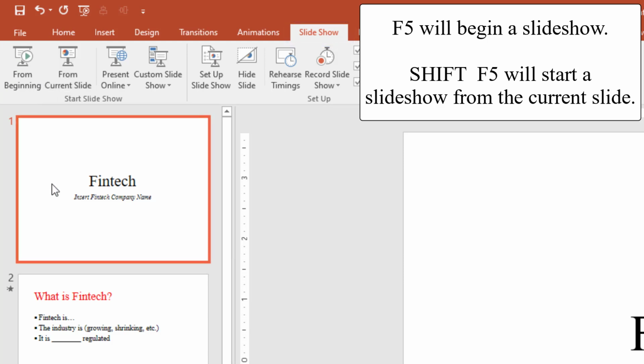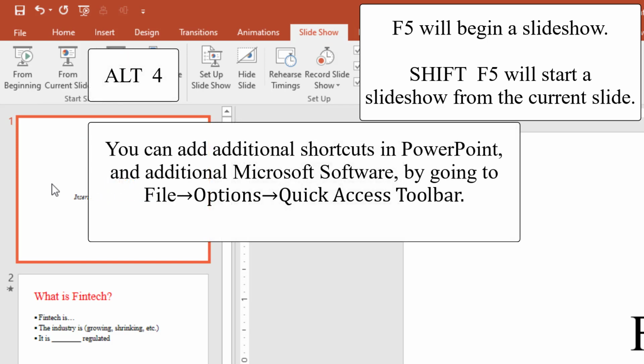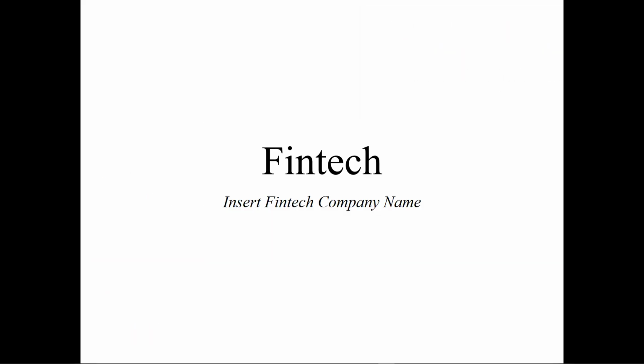In this case, I'm going to use a PowerPoint shortcut. I'm going to hit the Alt button, and you'll see those numbers associated with our quick access toolbar. And in this case, the number 4 allows us to present from the beginning of the slideshow.